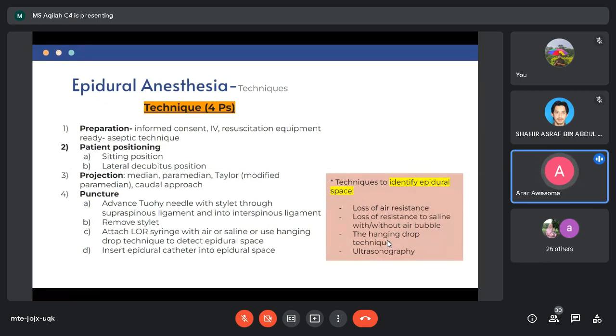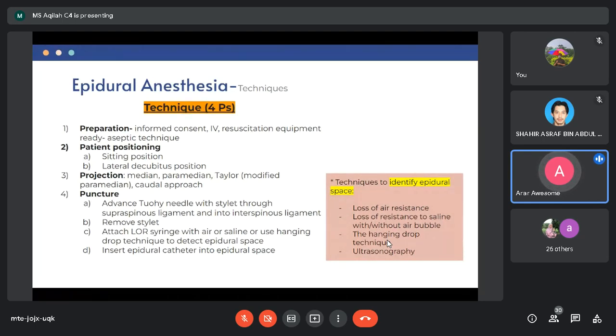This is the technique we use in epidural anesthesia, which is four steps. Number one is preparation. As usual, we need to get the informed consent, set up an IV line, and resuscitation equipment must be ready, and all this preparation must be done in an aseptic technique. And then we position the patient in the sitting position or lateral decubitus position that we commonly use.